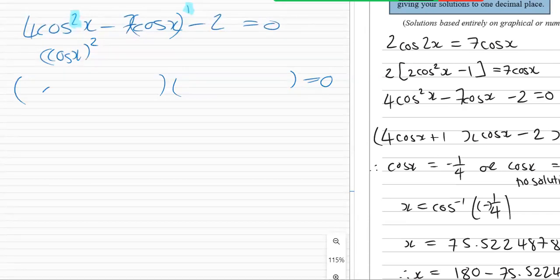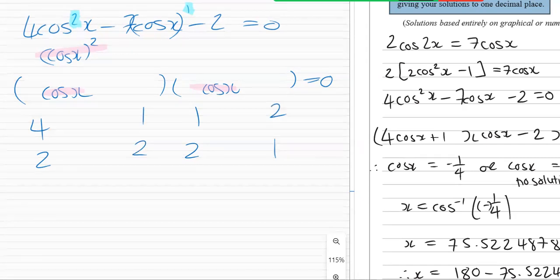So I know that cos times cos will equal cos x squared. So we can immediately do that. The 4 is going to be either a 4 and a 1, or a 2 and a 2. Those are your options. The -2 can only be 2 and 1, or 1 and 2. And somehow we have to make -7 out of that.